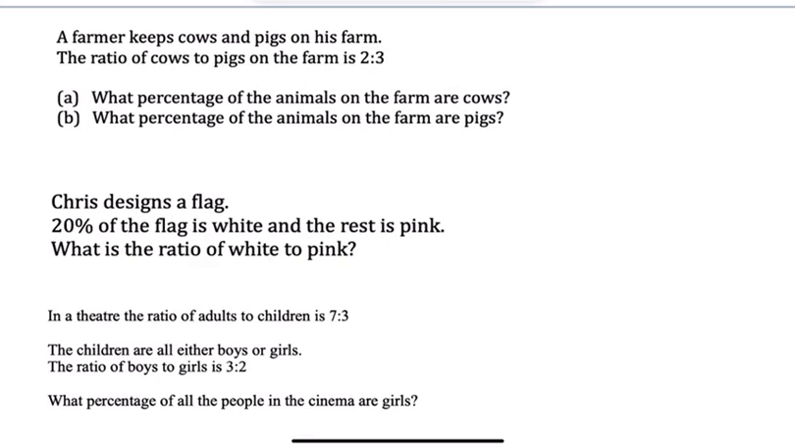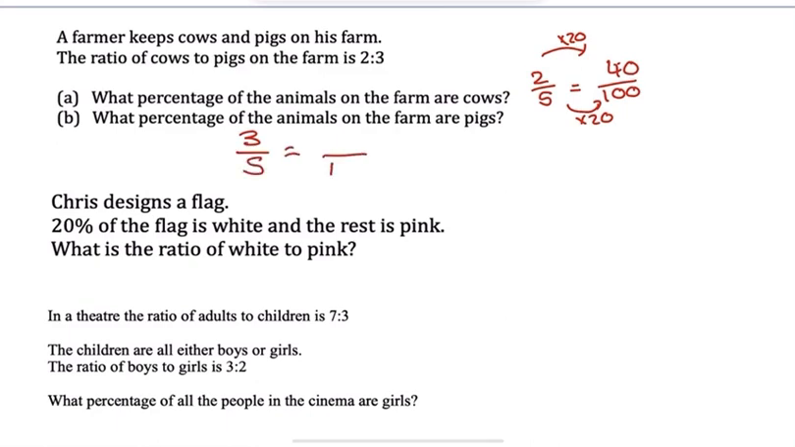Okay, this first question says, a farmer keeps cows and pigs on his farm in the ratio 2:3. What percentage of the animals on the farm are cows? Well, we've got 2 out of a possible 5 parts, and we can write that over 100 by timesing the bottom and the top by 20, which gives me 40 over 100. The next one, what percentage of the animals on the farm are pigs? Well, we've got 3 out of 5 parts are pig. And again, to make it over 100 times the top and the bottom by 20, which gives me 60 over 100, which is just 60%.